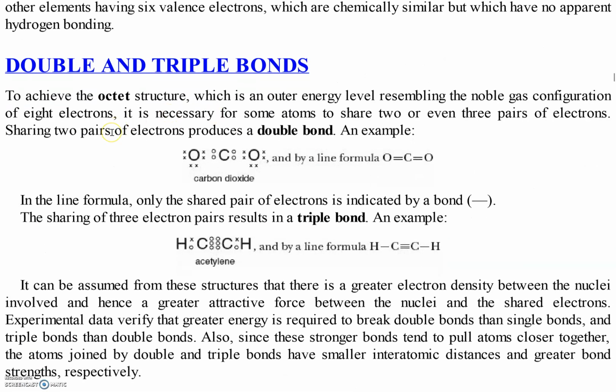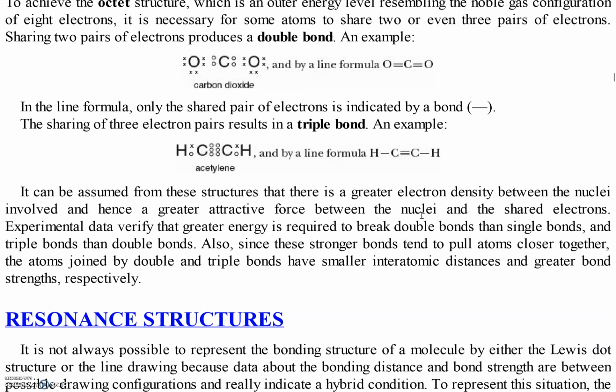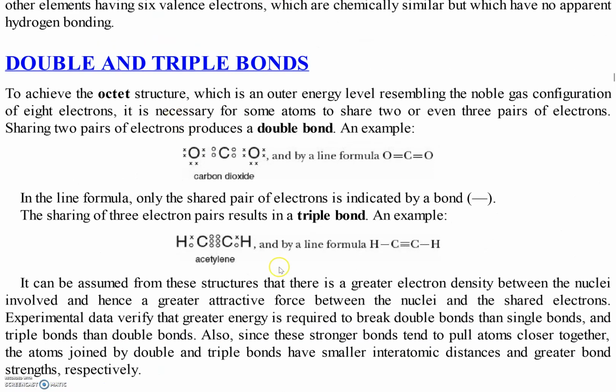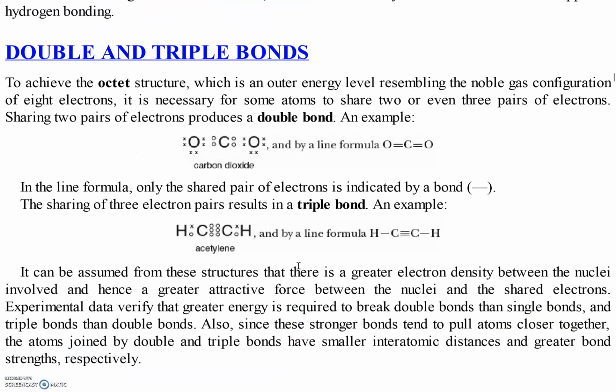Double and triple bonds, so you already know that covalent bonds might be single, double or triple depending on the number of electrons shared between two elements, and we can represent them by double lines or triple lines. Okay, so please read chapter 3 until and stop here. Resonance structures we will cover in the next week.